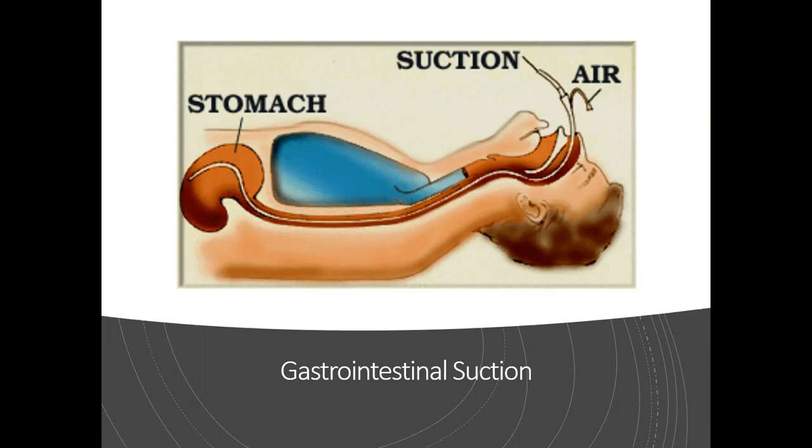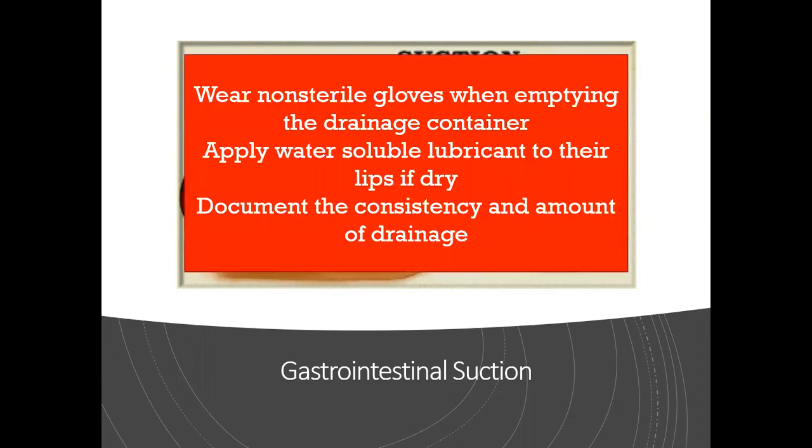So we put in a nasogastric tube, and we decompress their stomach, and we remove those gastric secretions. These need to be hooked up to intermittent suction, and we'll be playing with them a little bit more when we get into lab. Our big thing that we need to remember with these is we need to make sure that we're wearing non-sterile gloves when we're emptying the drainage. We need to make sure that we apply a lubricant to their lips so that their lips do not get dry, because if they have this, they're not going to be having anything to eat or drink. And we also need to make sure that we document the consistency and the amount of the drainage that we're getting out.